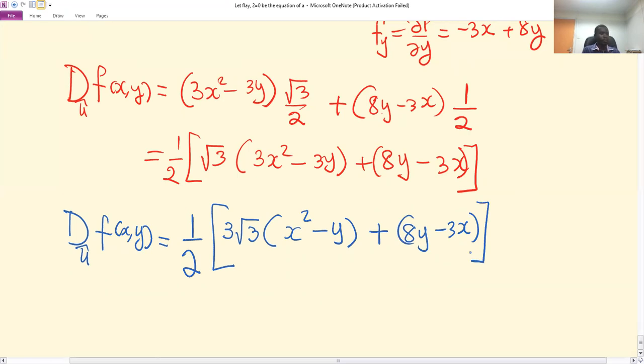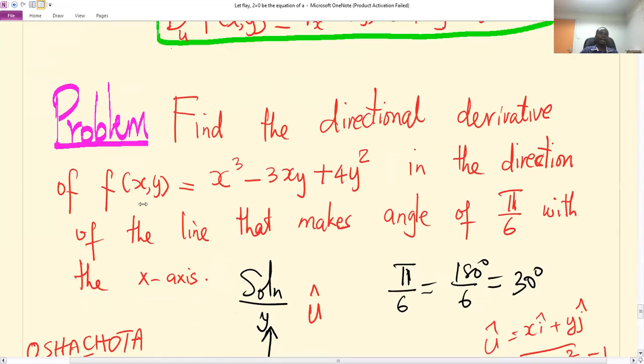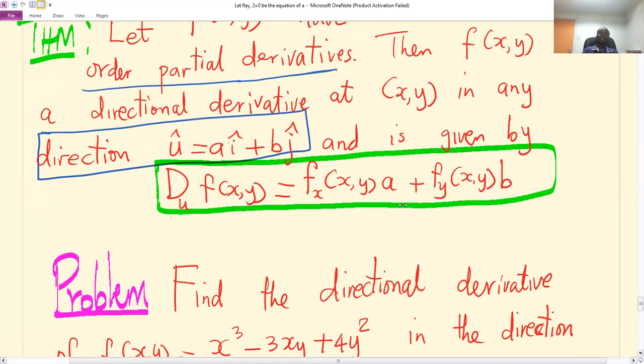So when you are asked to find the directional derivative of a function in the direction of a unit vector, you simply get the first partial derivatives, and then put them into the formula as specified in this theorem, and then multiply by the components of that vector in order to find the directional derivative.